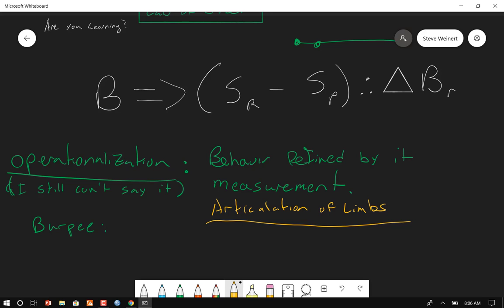Articulation of limbs. Now, you could say also contraction of muscles, but we're not going to go there. So in order for us to measure a behavior as an articulation of limbs, articulation of limbs means that you contract a muscle and a part of your body moves. Okay, so we can say a behavior by defining it as articulation of limbs. So in order to do a burpee, what do we need to articulate?